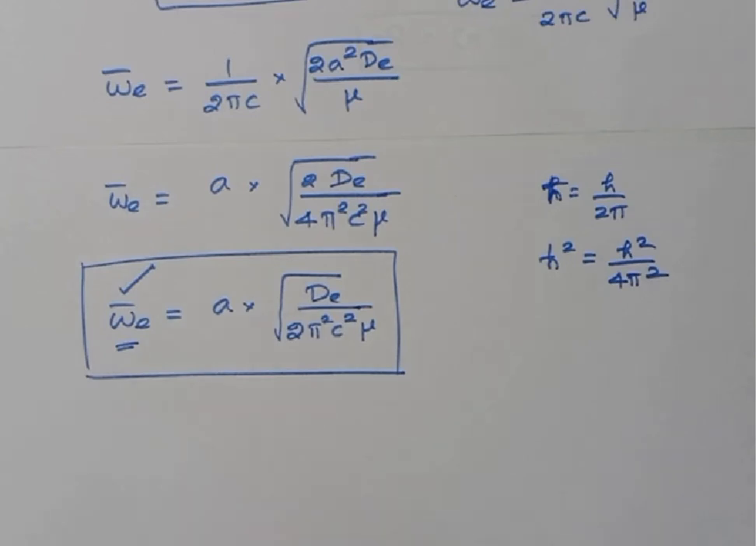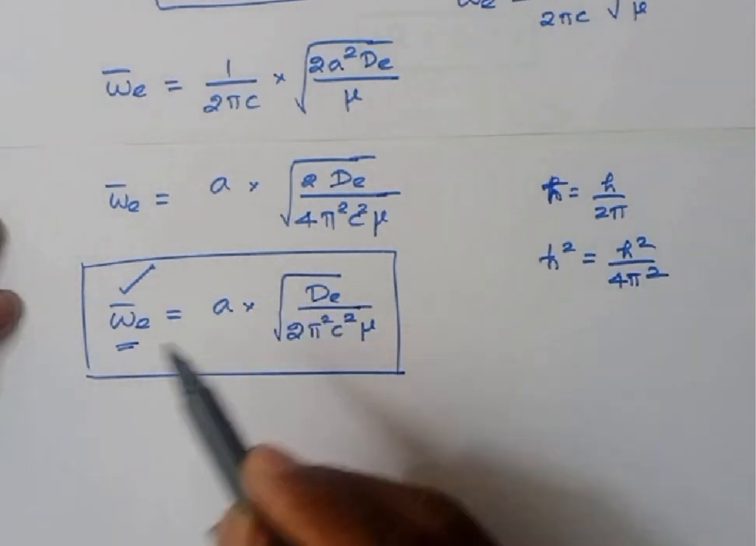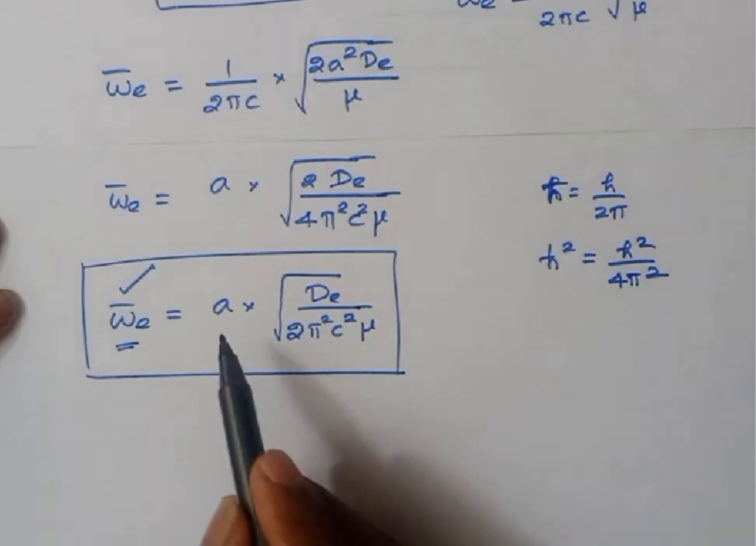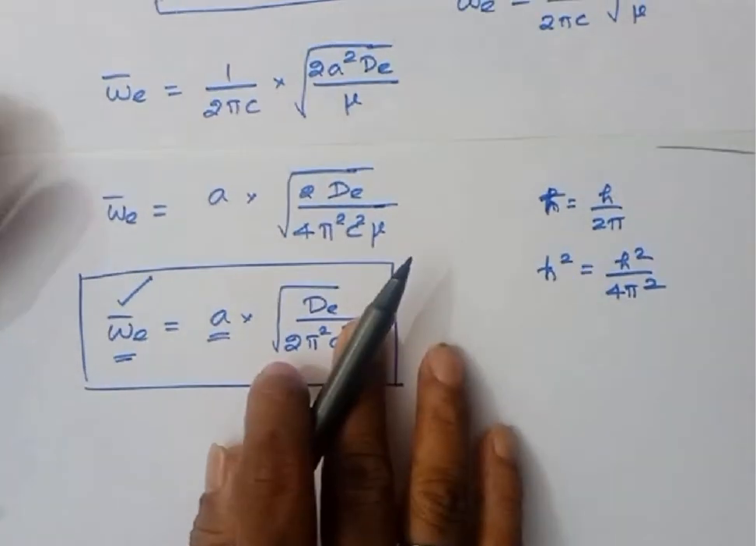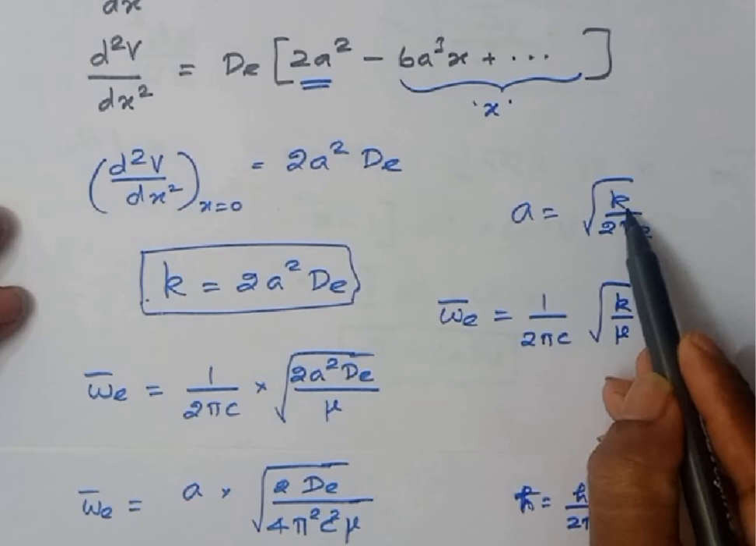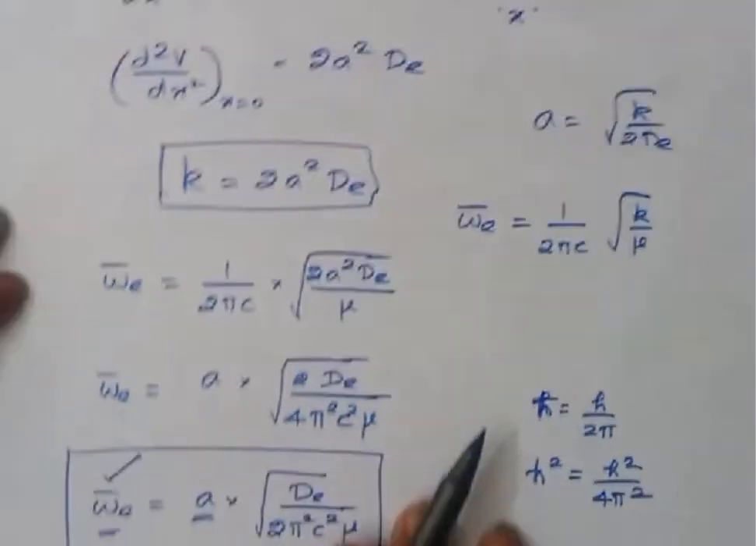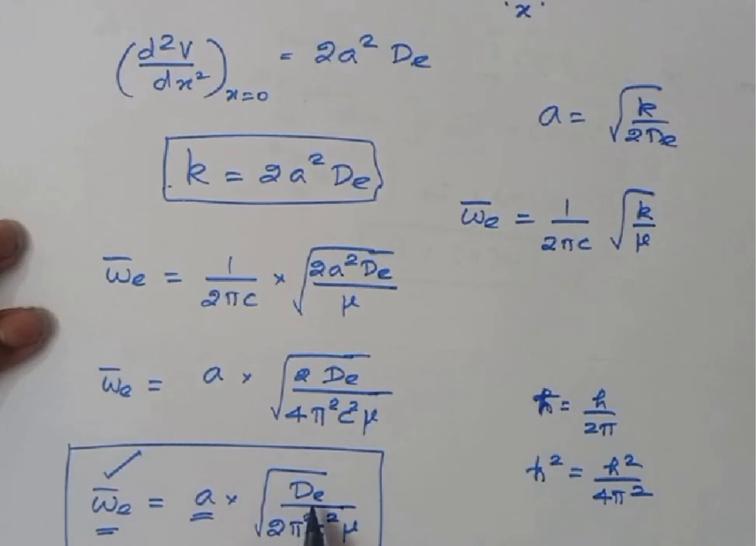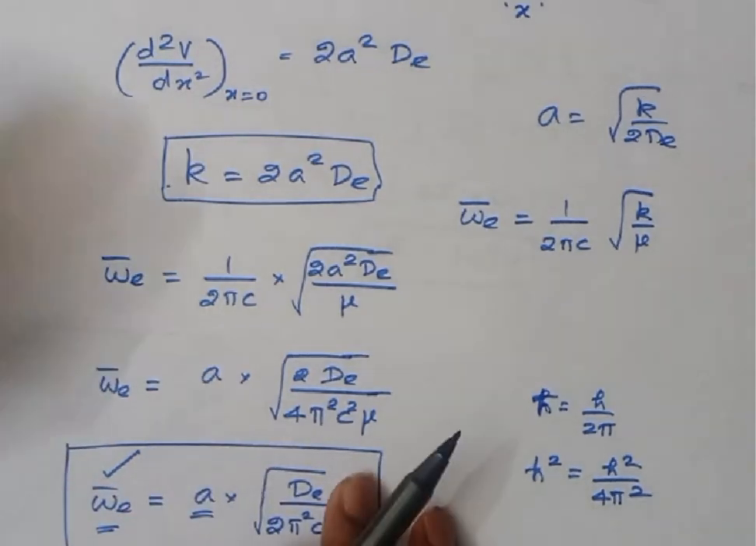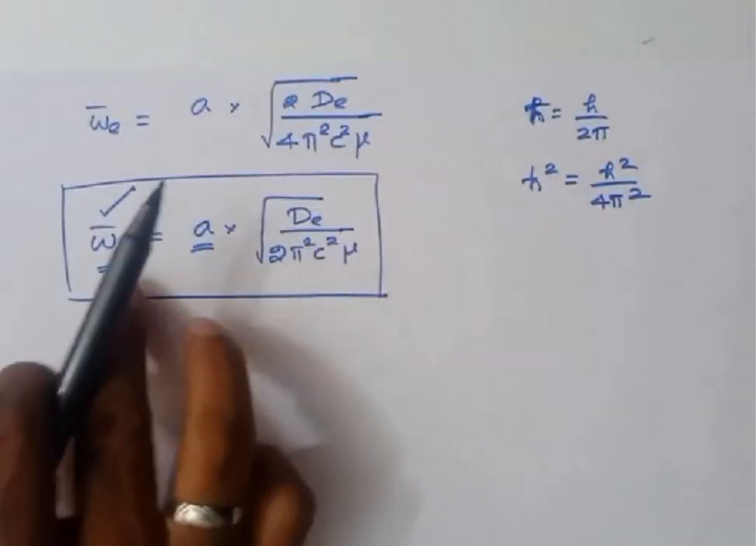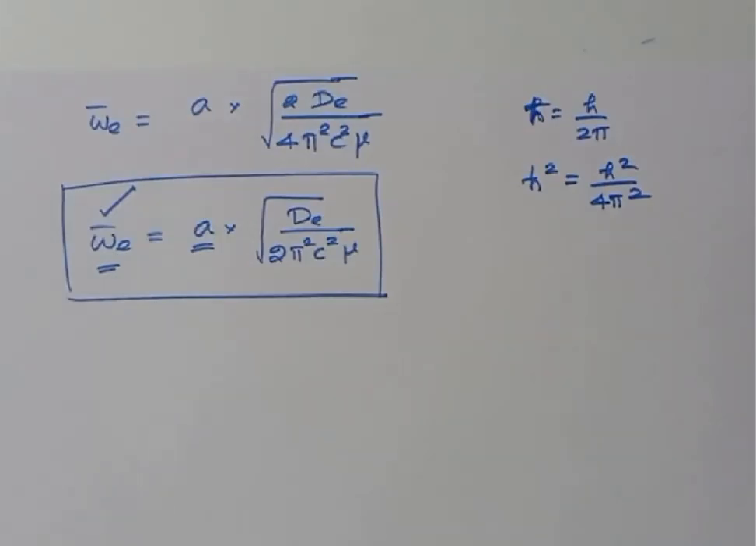So, students, observe carefully, you can calculate a using this formula. If you know the force constant and equilibrium dissociation energy, you can calculate a. If you know a, the equilibrium dissociation energy and the reduced mass of the molecule, you can calculate the equilibrium vibrational frequency of the bond theoretically. Okay, take note. So this will give you the equilibrium vibrational frequency of the bond.